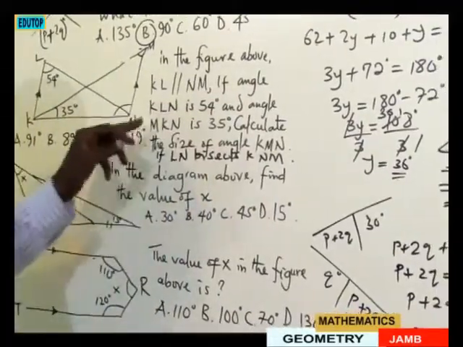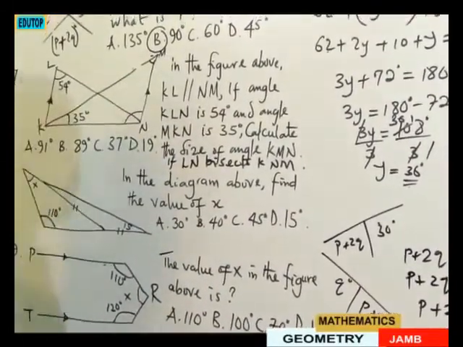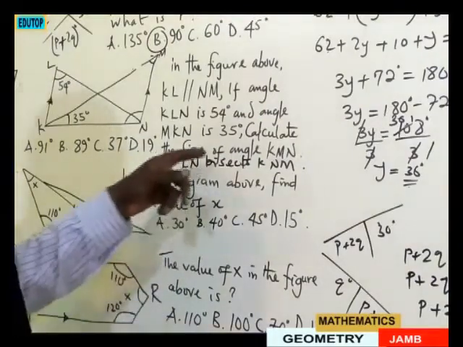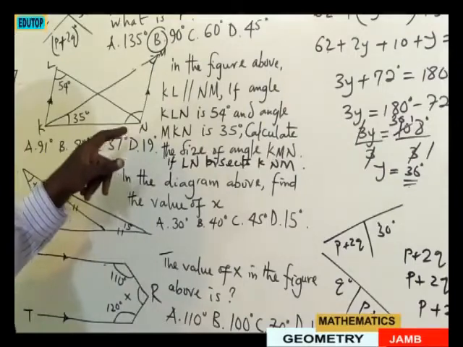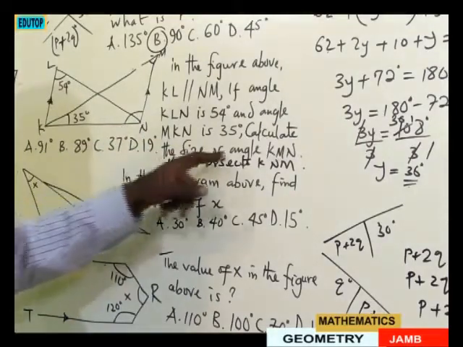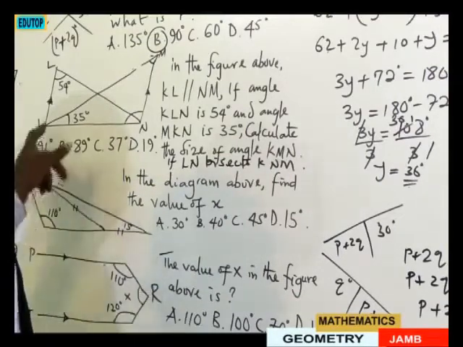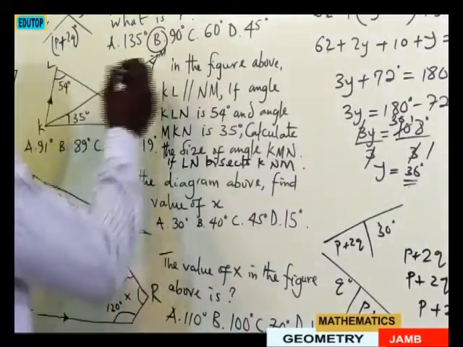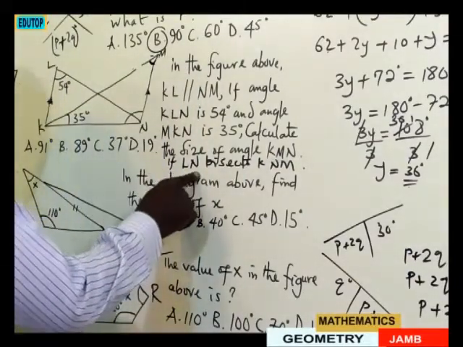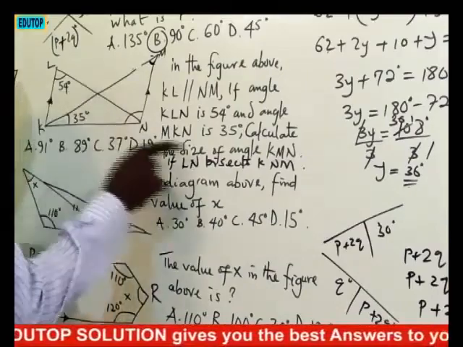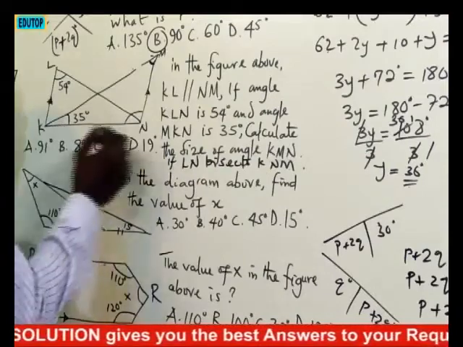And angle MKN is 35 degrees. Calculate the size of the angle KNM. Okay, KNM. So this angle is what the question asks us to look for. If LN, where is LN? LN bisects KNM. So LN bisects this KNM.